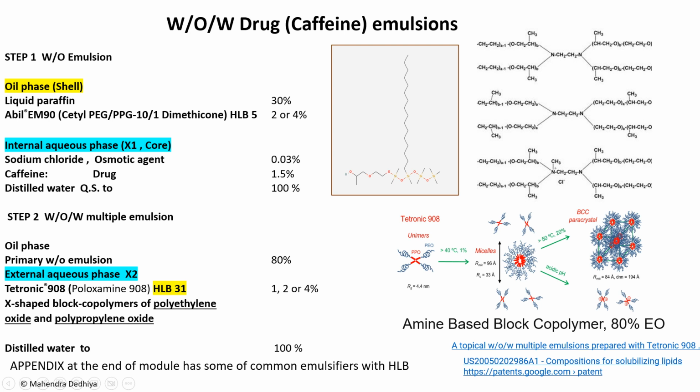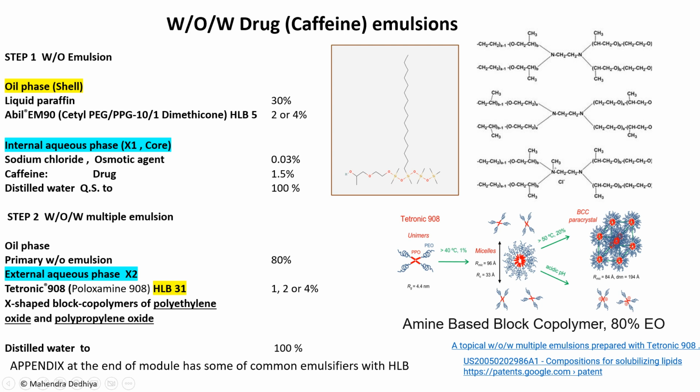The oil shell is liquid paraffin, 30%, and emulsifier Abil EM90. The internal aqueous phase is water, drug, and sodium chloride. Sodium chloride is used as an osmotic agent to make sure that the osmotic pressure inside the inner shell is balanced with the outside water phase.